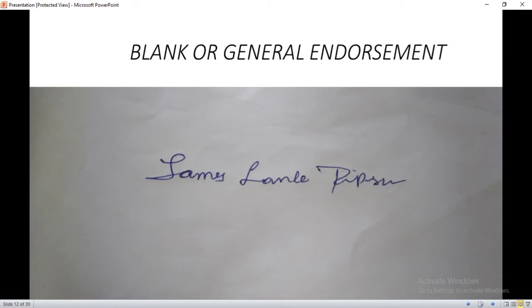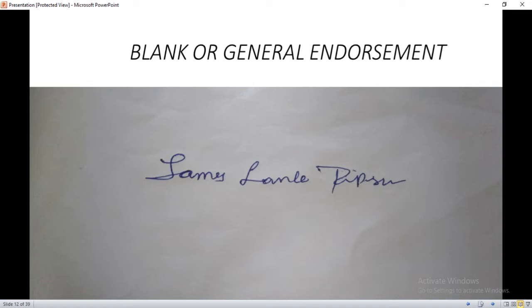Here, mainly two persons are involved. They are the endorser and the endorsee. The endorser is a person who signs in order to transfer his ownership from one party to another. The endorsee is a person who holds the check, meaning the payee.